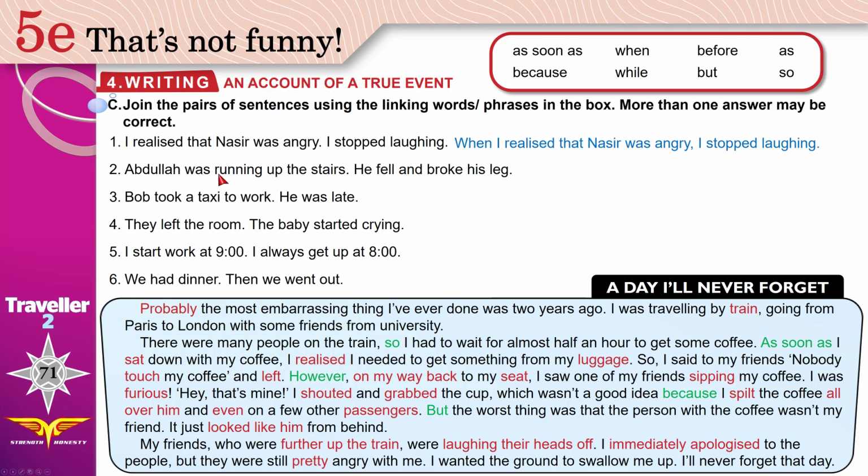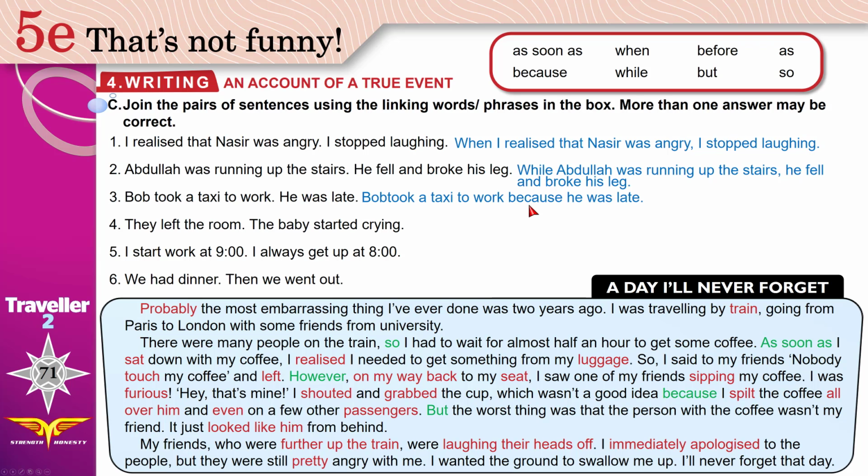2. Abdullah was running up the stairs. He fell and broke his leg. We can use while and use past progressive. We can also use as. 3. Bob took a taxi to work. He was late. We can use because he was late. We can also say Bob was late for work, so he took a taxi.